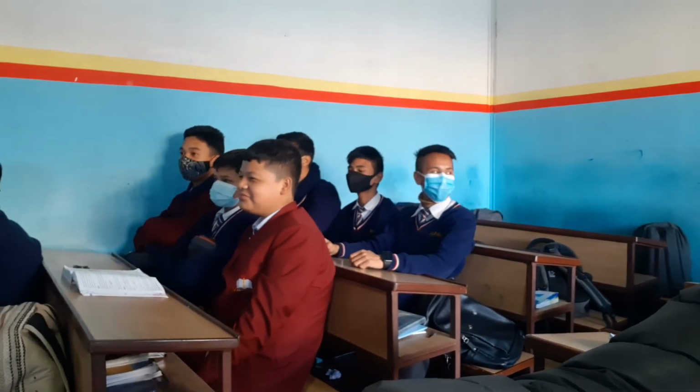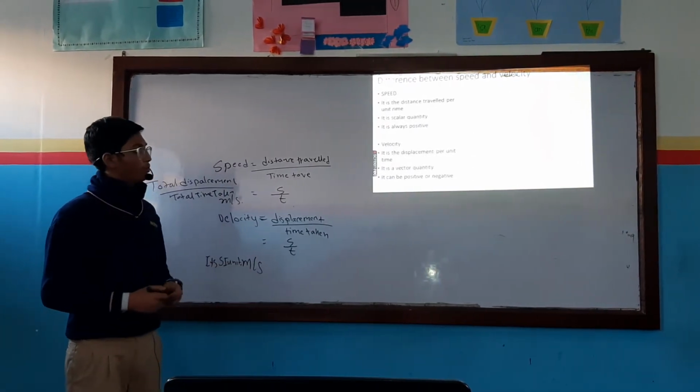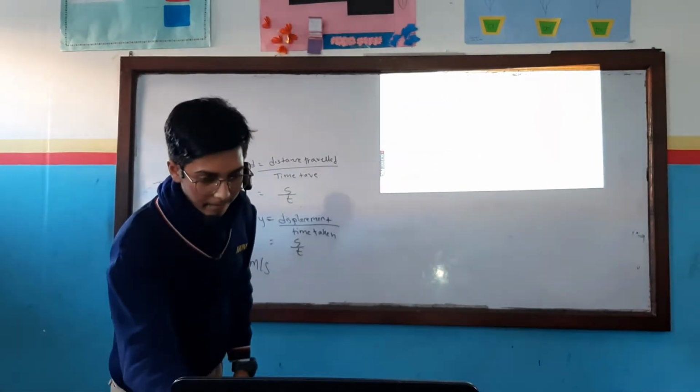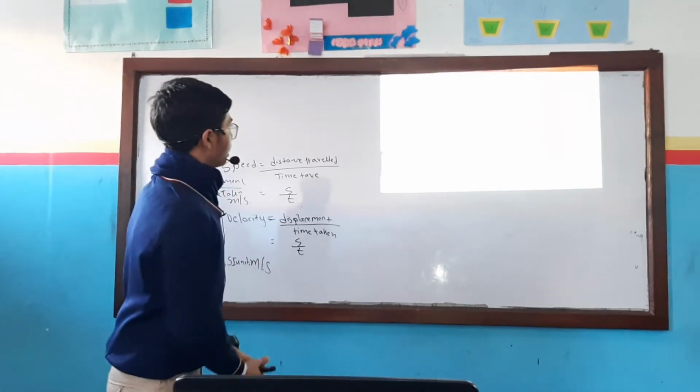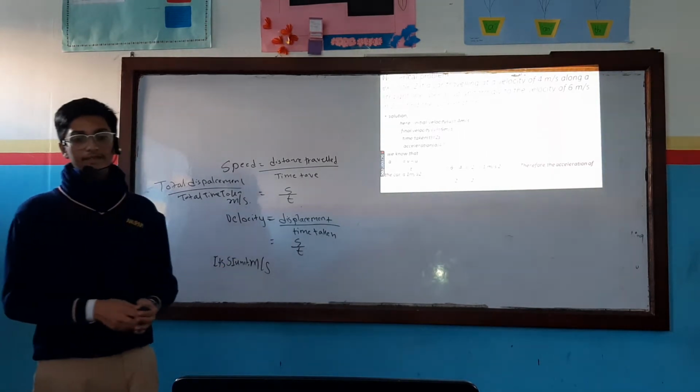Likewise, there is some difference between speed and velocity. Speed is the distance travelled per unit time taken, but velocity is the displacement per unit time taken. Distance travelled means it can move in any direction, but displacement means in a particular direction. Speed is a scalar quantity and velocity is a vector quantity. I have already discussed scalar and vector. Speed is always positive, but velocity can be positive or negative. Now we are going to do some numerical problems related to speed.